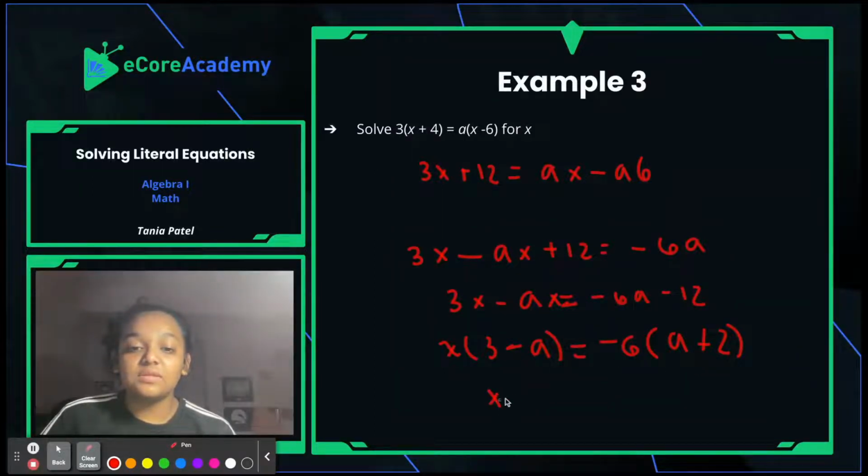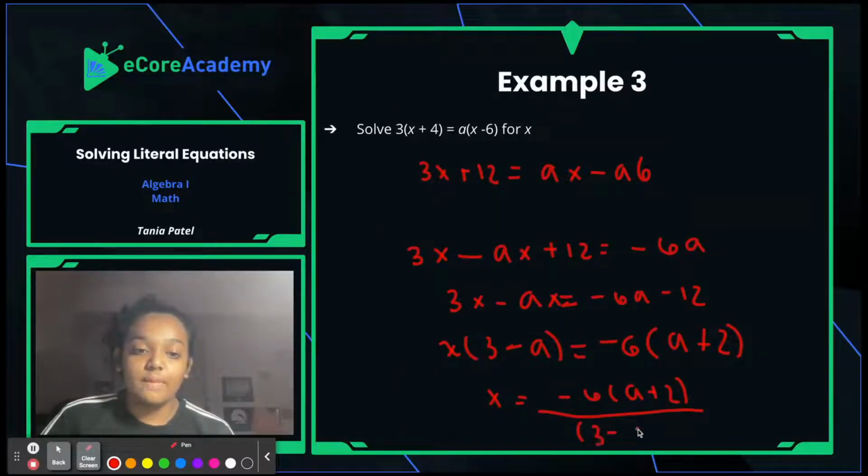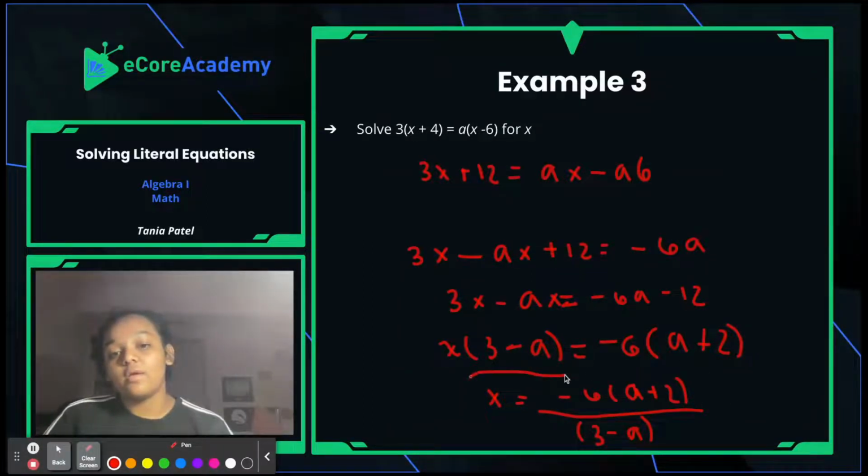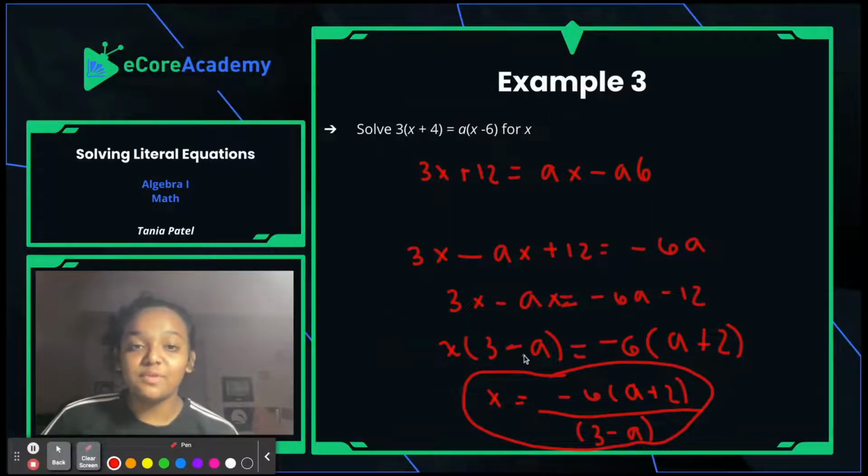So at the end, we get negative 6 times a plus 2 divided by 3 minus a. And we can call it a day. This will be our final answer for when we solve this equation over here for x. It's as simple as that.